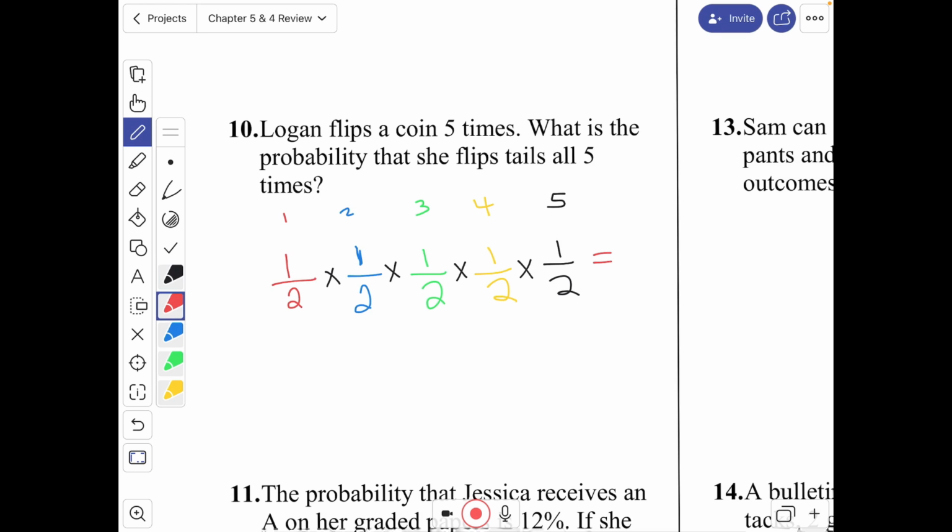Well, 1 times 1 times 1 times 1 times 1 is 1. And 2 times 2 is 4. And 2 times 2 again is 4. And 4 times 4 makes 16. And 16 times 2 would be 32. So the chance of Logan getting tails 5 times in a row is 1 out of 32. Not a very good chance.